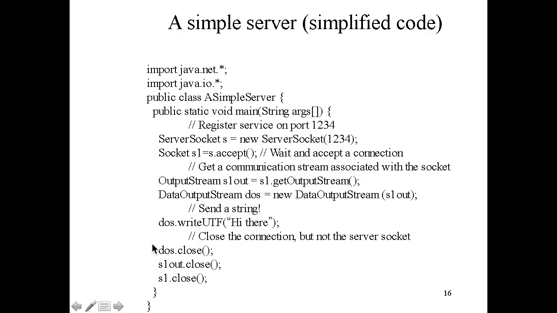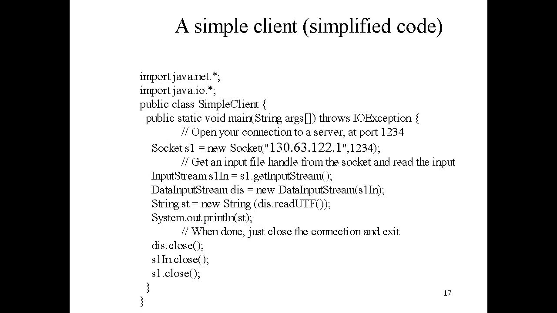A simple server accepting only one connection is probably not a good idea. You probably want to be able to accept multiple connections from a single server. In order to do that, you may need to create some threads, but that's something which we can do a little bit later. Here's a client which creates a socket on port 1234, gets an input stream, reads the data from the input stream, takes it, converts it to a string, prints the data out, closes the data input stream, closes the socket, and then you're done.